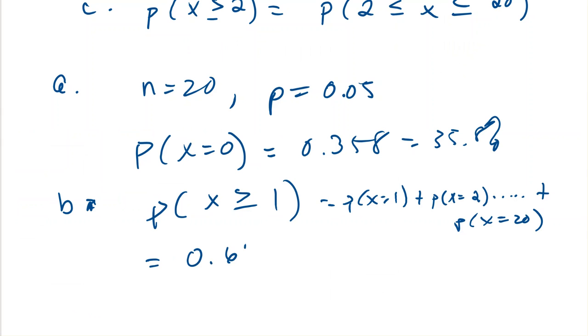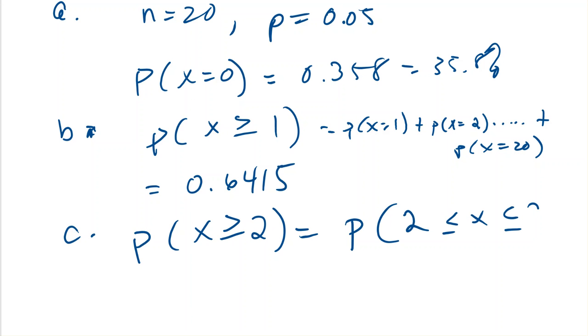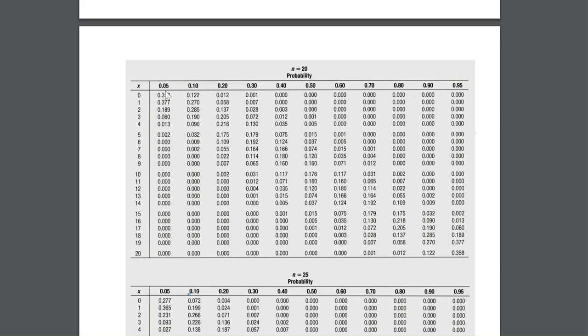So this is equal to 0.6415, which, by the way, if you use the table, you have to add them all up. C. From 2 to 20. So the probability that x is greater than or equal to 2 is the same as the probability that x is between 2 and 20 inclusive. So if you use the table again, here's n equals 20, it's 5%. 2 to 20 starts at 0.189 plus 0.06 plus 0.013 plus 0.002, and the rest are zeros. So if you add up these numbers, you will get your answer. But we can also use Excel.